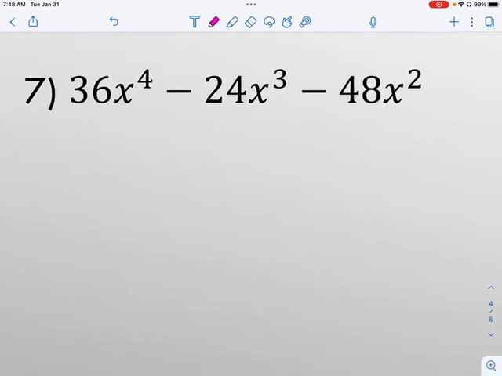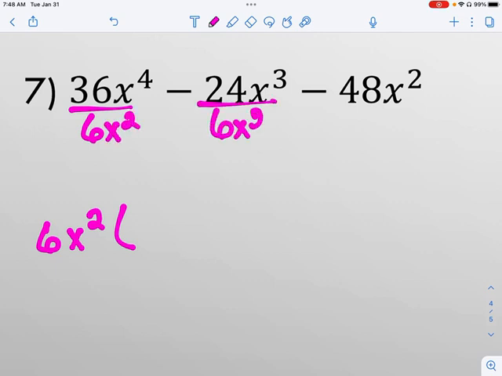Okay, let's take a look at number 7. We start off, what goes into 36, 24, and 48? Now, I want to show you something that can happen here. If I look at those, I know that 6 goes in, so I'm going to take out a 6. Now I look at my x's. I have x to the fourth, x to the third, x squared. So the most x's would be x squared. So now I'm going to divide each of those by 6x squared.